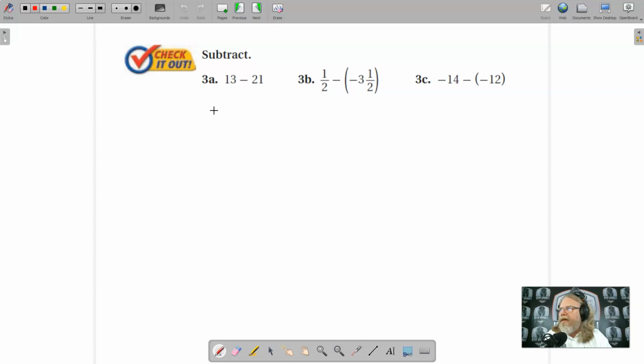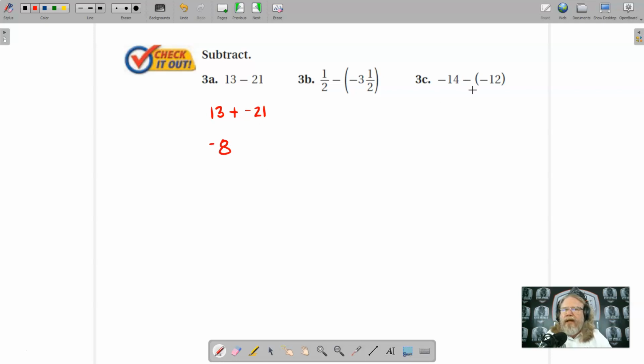I think 13, actually, let's go ahead. Why not? 13, change the sign to addition. The opposite of 21 is negative 21. So they are different signs, and they are being added. So we're going to subtract. 21 minus 13 should be 8, I believe. And 21 has a greater absolute value, so that's going to be negative 8.